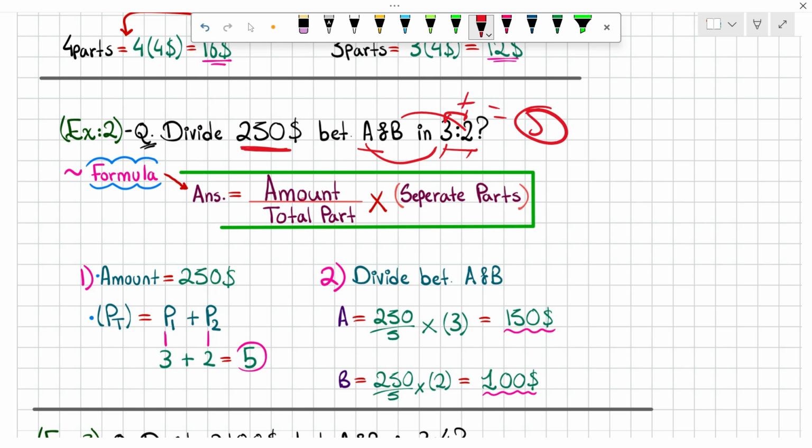Now let's plug in the given. Amount is $250. Part total is P1 plus P2, which is 5. Divide between A and B. So 250 divided by 5 times 3 is 150. 250 divided by 5 times 2 is 100.